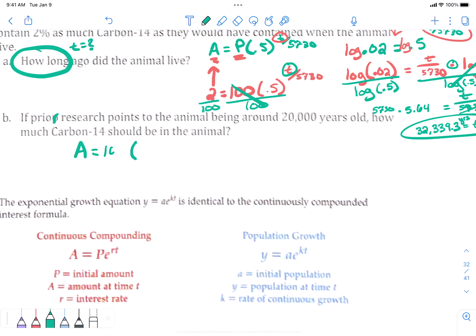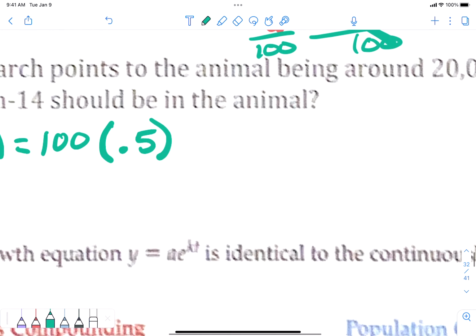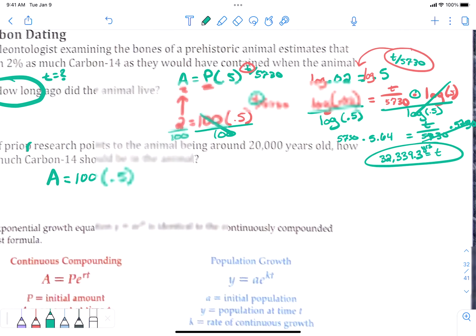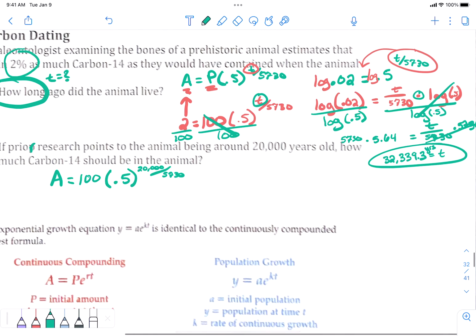Let's start with 100. Yep, we always use 100. 0.5 to the, now we have a t, and our t is 20,000 divided by 5730. Now, just before we type it in, this animal had 2% of it left, and it's been dead for 32,000 years. How much is it going to have in it if it's only been dead for 20,000 years instead? How much do you think? Just take a stab.